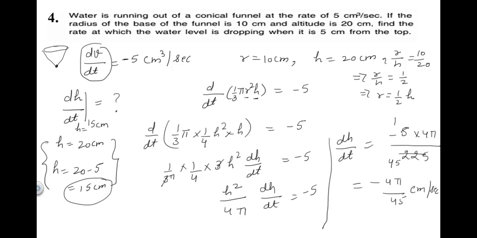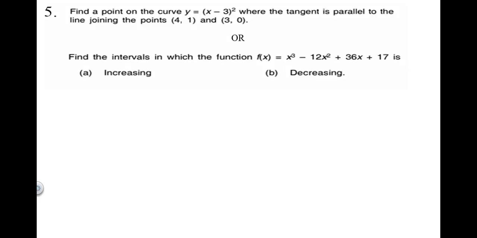Let us go to another question. Question number 5. In question number 5, I gave you two options. You had to attempt either of the questions, so we'll discuss both of them. In the first part, we have to find a point on the curve y equals x minus 3 whole square, where the tangent is parallel to the line having these points. That means the line is passing through these points and that line is parallel to the tangent.